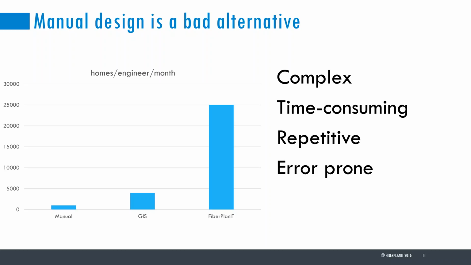If you use GIS tools, which can have some automation inside, you can maybe do 4,000 homes on average per engineer per month. Now, with fully automated and optimized planning, and I will go into more detail in the next slide, you can increase that number significantly, and on average plan around 25,000 homes per engineer per month. Now, doing a design is a very complex job, and I will also go into more detail later.